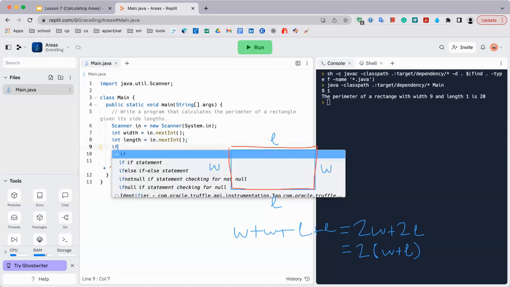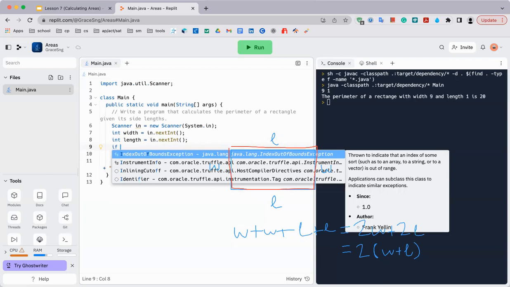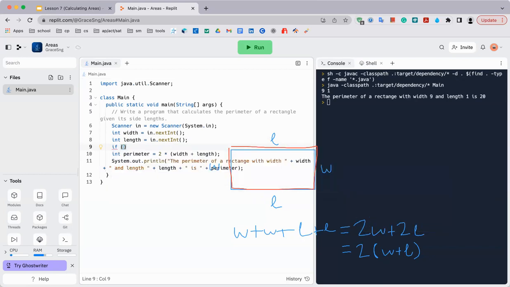So previously we learned if statements, and now we're going to utilize them. Here we're going to check if the width and length are valid. And they're only valid if they're positive. So that means width has to be greater than 0, and the length has to be greater than 0. So this is the statement for when my calculations will run.